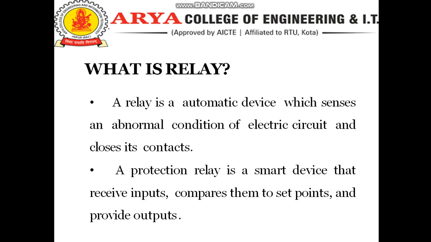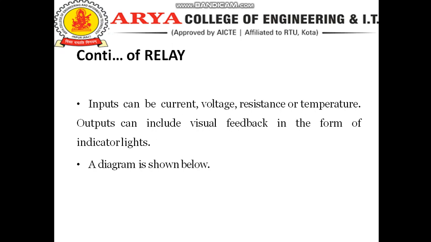Now in this slide we discuss what a relay is, or in other words we can define the relay. A relay is an automatic device which senses an abnormal condition of an electric circuit and closes its contact. A protection relay is a smart device that receives inputs, compares them to set points, and provides outputs. In continuation of the relay, inputs can be current, voltage, resistance, or temperature. Outputs can include visual feedback in the form of indicator lights.